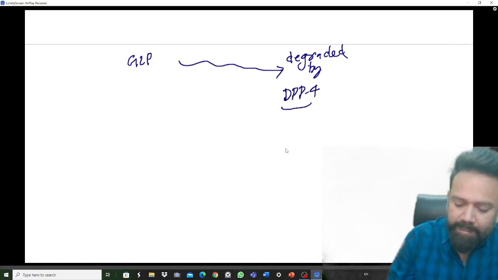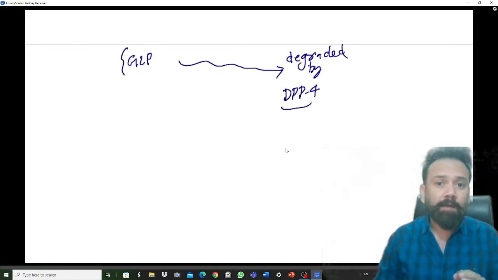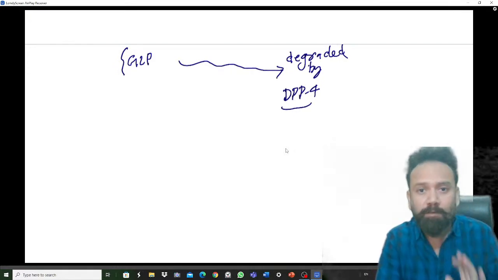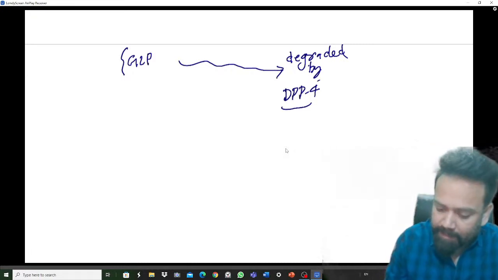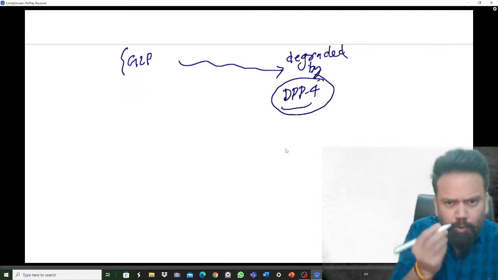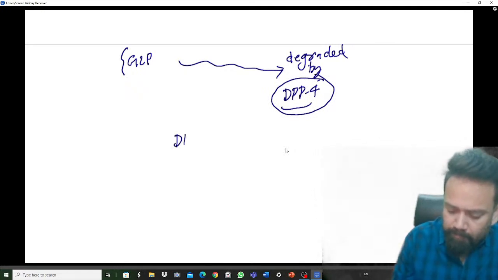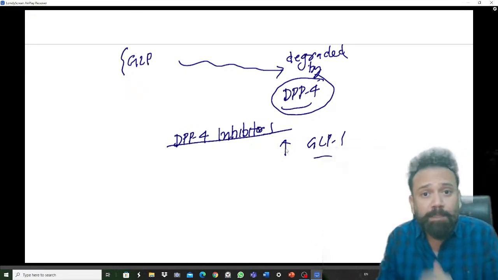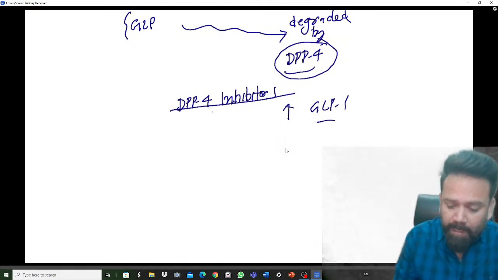These are excellent incretin hormones, but they are degraded by an enzyme called DPP4. They release the insulin, isn't it? But they are degraded by DPP4. Don't you think, doctor, that if we give a DPP4 inhibitor, we can increase the time of action of GLP-1? Yes or no? Yes. So DPP4 inhibitors can also be used as a drug, and the best thing is they are oral and they are cheaper.